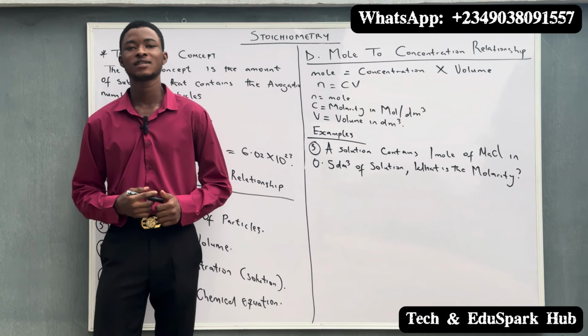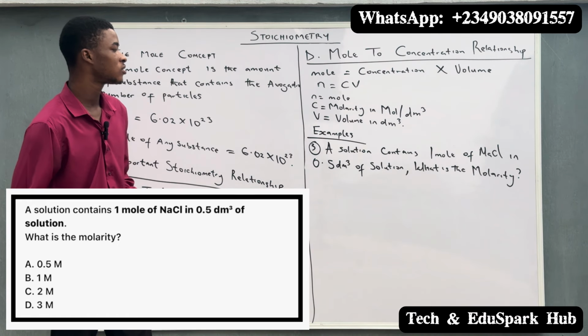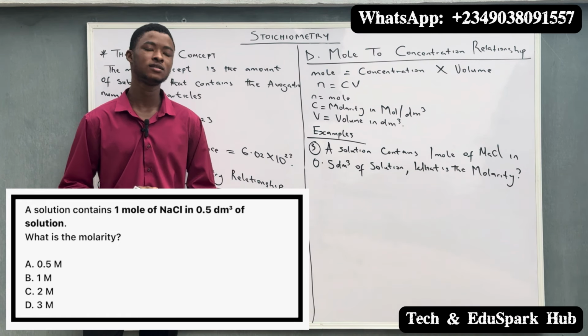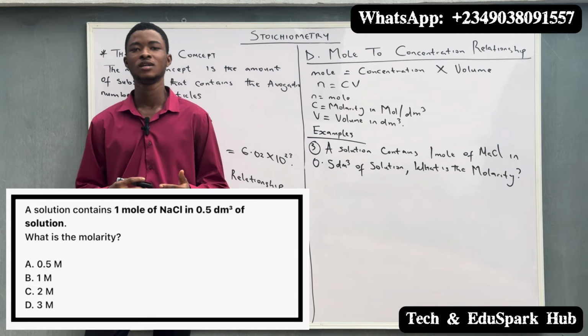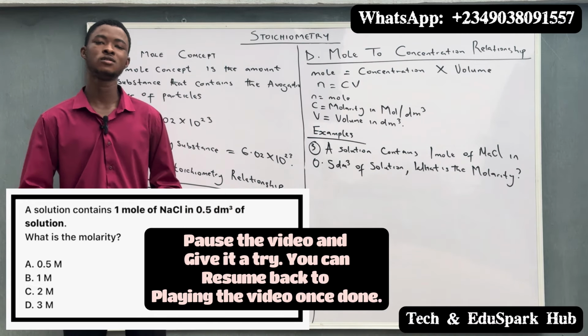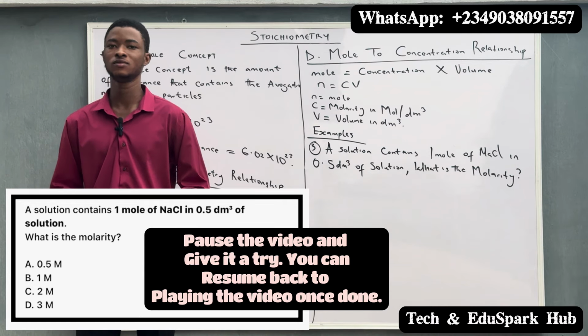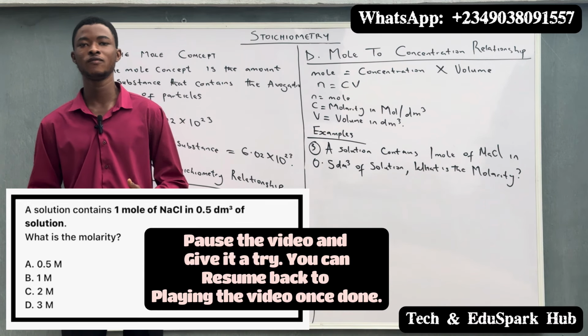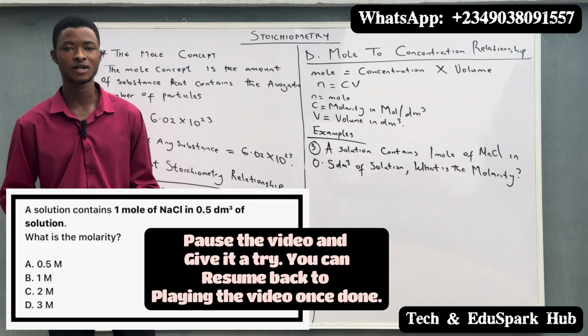And moving to the last example as displayed on the screen, the question says a solution containing 1 mole of NaCl in 0.5 dm³ of solution. What is the molarity? So again, can you try to pause this video and solve this question? And once you are done solving, you can resume playing this video and check my solution to see if you are correct or wrong. This is a way you learn much better and faster.